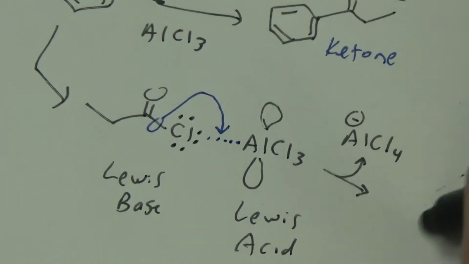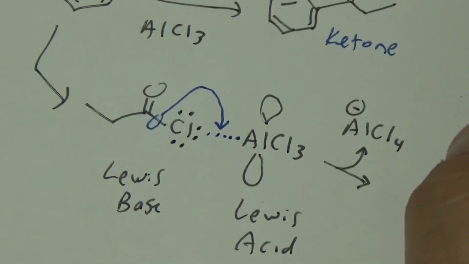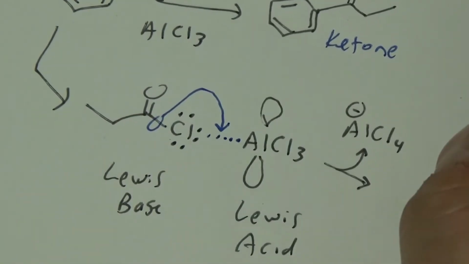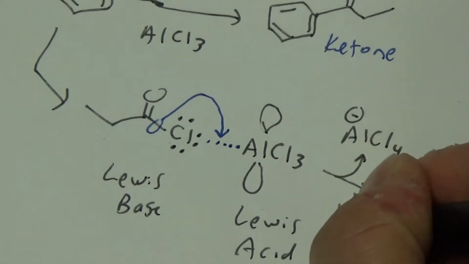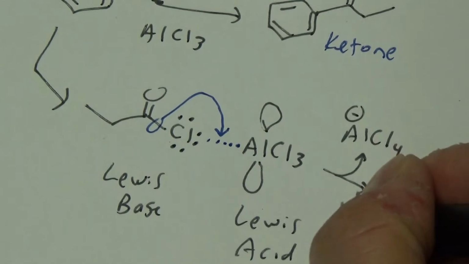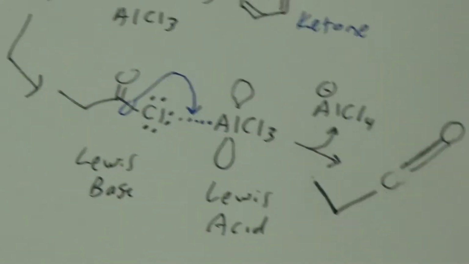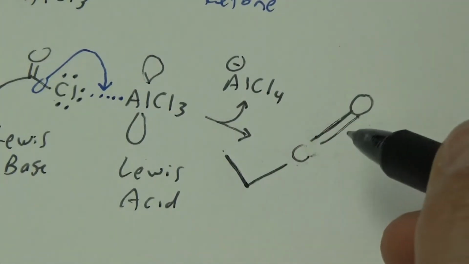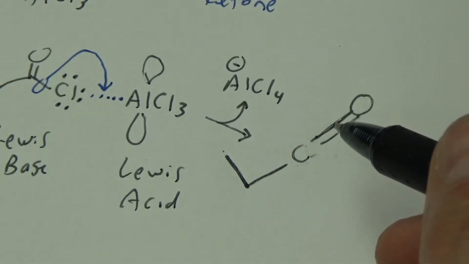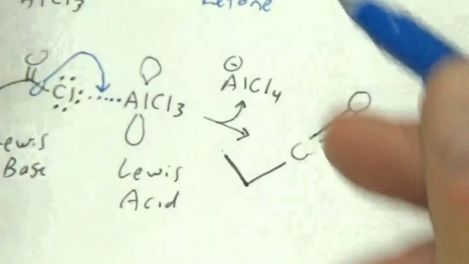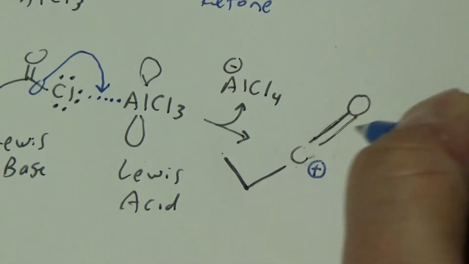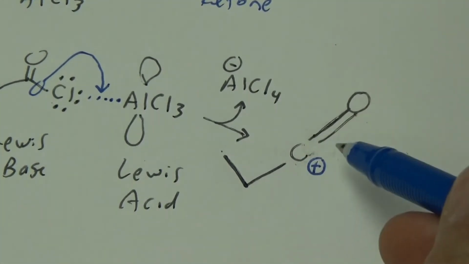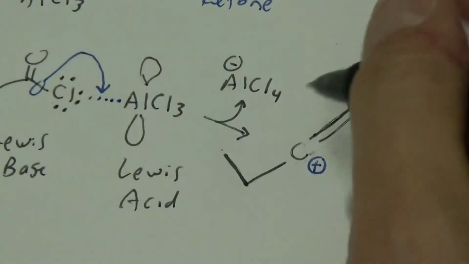Let's draw it better. How many carbons is it? It's 3 carbons, so it's this, right? 1, 2, 3 carbons. Now what's the charge on this carbon? Well, if the chlorine went away and took its electrons with it, it's a plus charge. So you could say this is a carbocation, right? It's a carbocation.